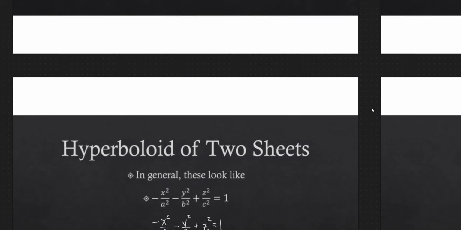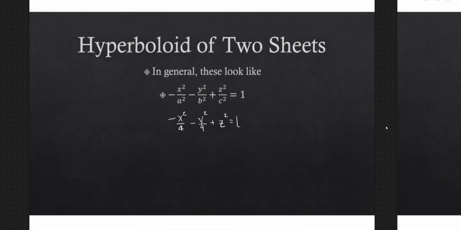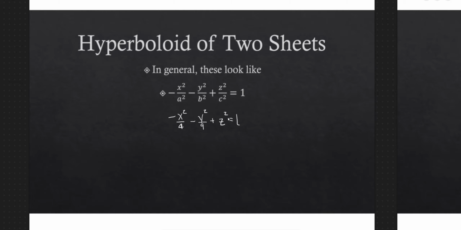Hyperboloid of two sheets has two of the terms being negative. So I'll work with this example here, and again, we'll play around with it. I'll set z equal to 0, and I'll get out negative x squared over 4 minus y squared over 9 equal to 1. Think about this for a second. Do you recognize this? There's no solution to this, right?